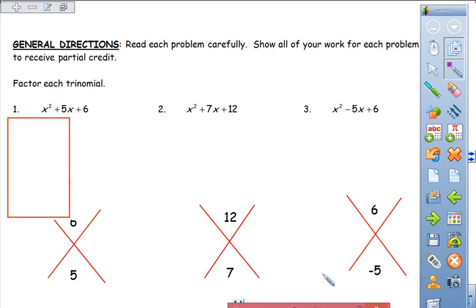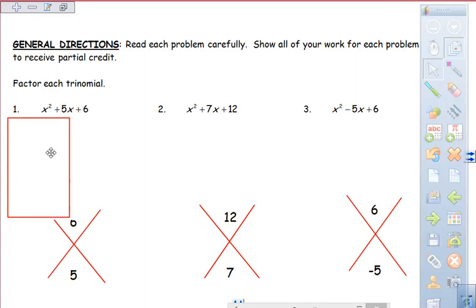Today we are learning about factoring. We're going to be given trinomials, and we need to figure out what binomials will multiply to give us the answer. So what we like to do is think about what numbers multiply to 6 and what numbers add to give me 5.